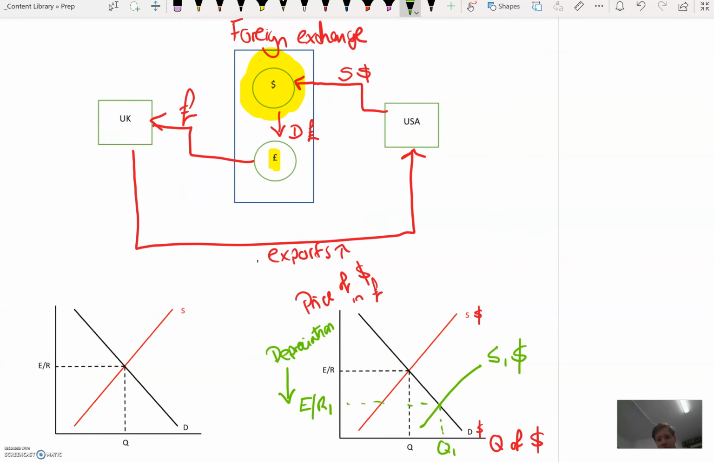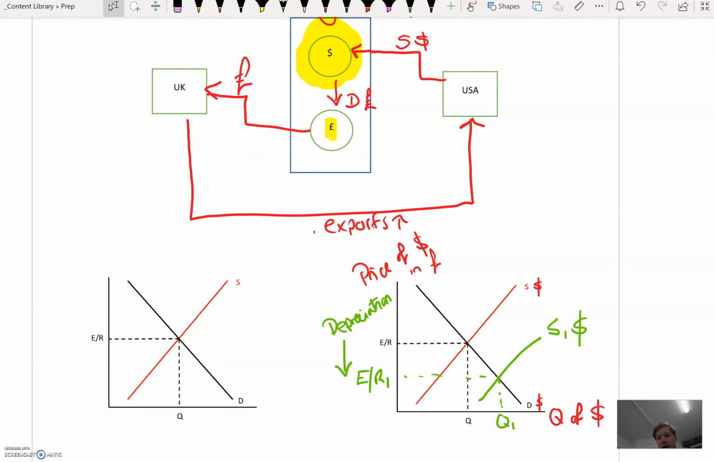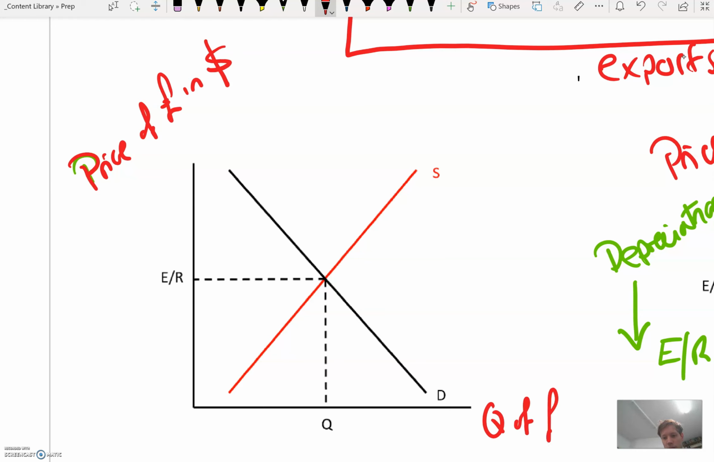On the other side of things, at the same time, that action of buying pounds is the same action as supplying dollars. Or put it another way, supplying dollars is demanding pounds. So, on the market for pounds over here, this will be the price of pounds in dollars. This will be the quantity of pounds, not dollars. It's very easy to put quantity of dollars there.